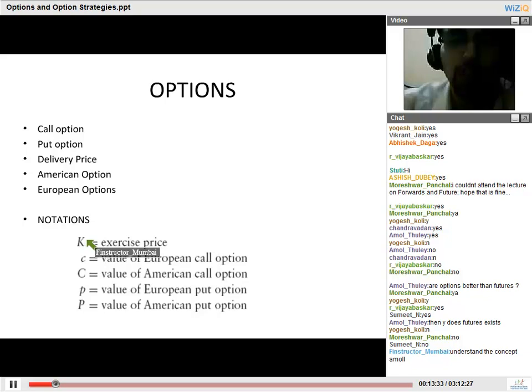We will call capital K the exercise price. We will call small c the value of a European call option, which can only be exercised at maturity. Capital C is the value of an American call option, the right to buy at any point before the maturity. Small p will denote the value of a European put option. Capital P will be the value of an American put option.